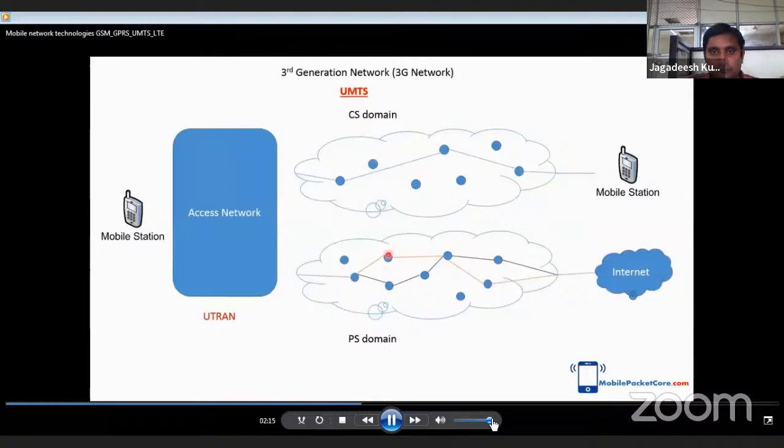UMTS is having both a CS domain for voice calls, in addition to a PS domain for data sessions. The core network of UMTS is inherited from GSM GPRS network. Actually, the access network for the 3G network is the UTRAN, which refers to Universal Terrestrial Radio Access Network.